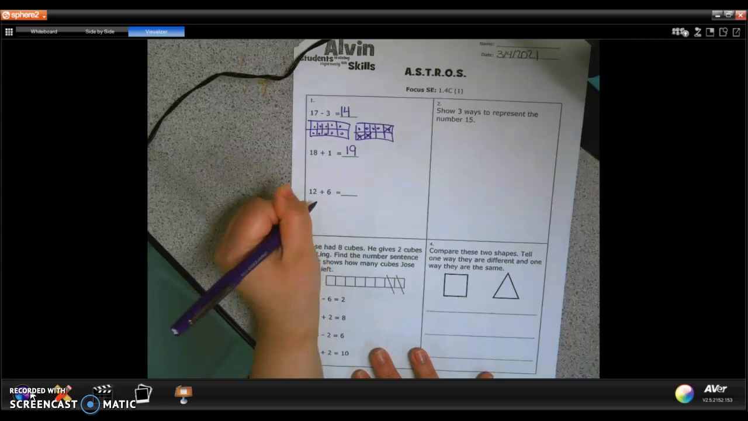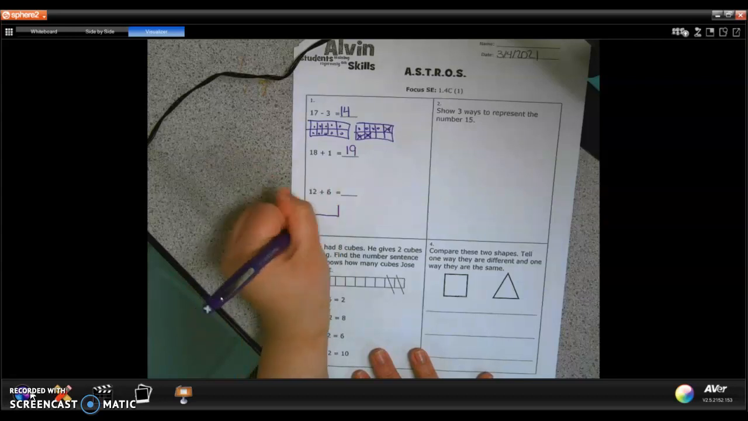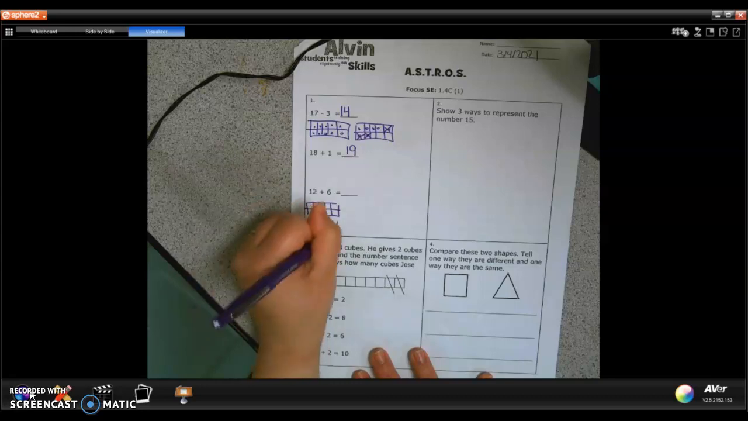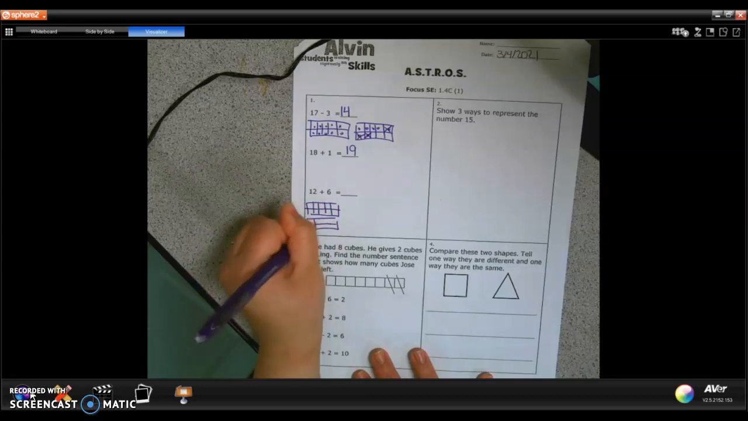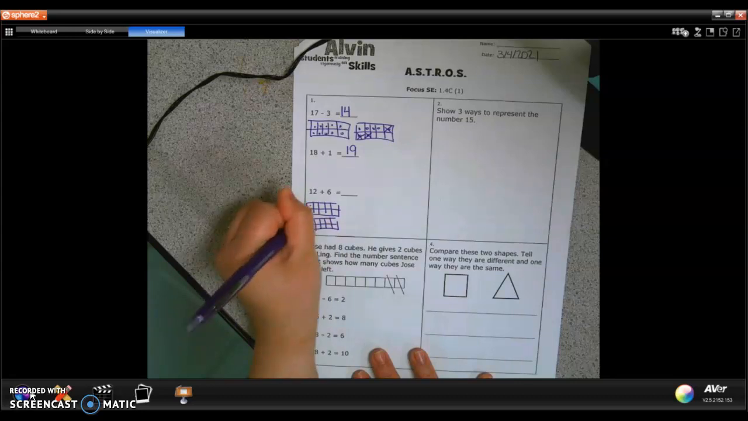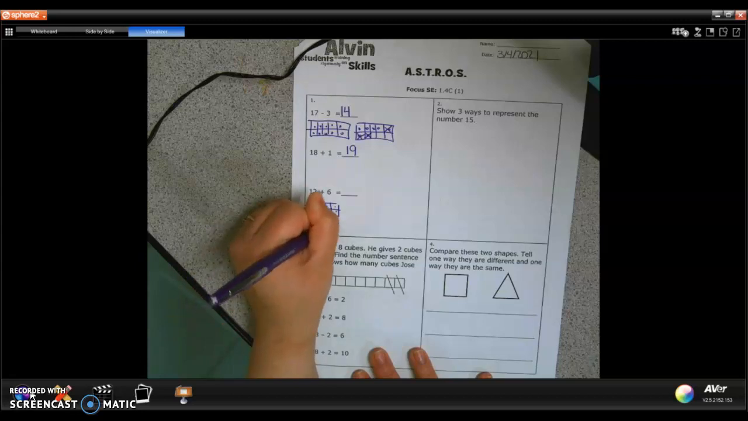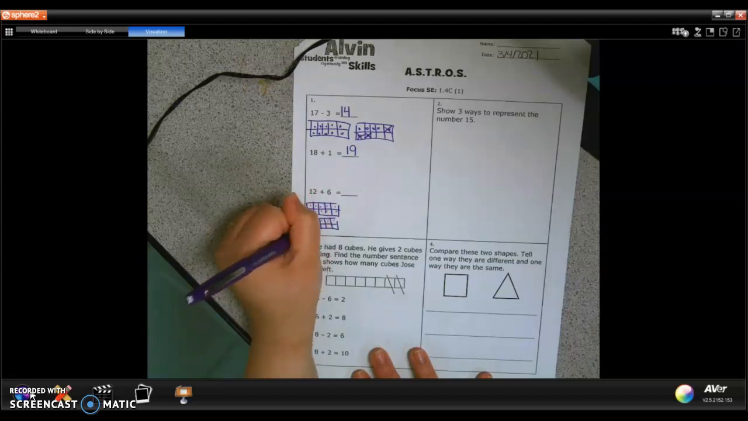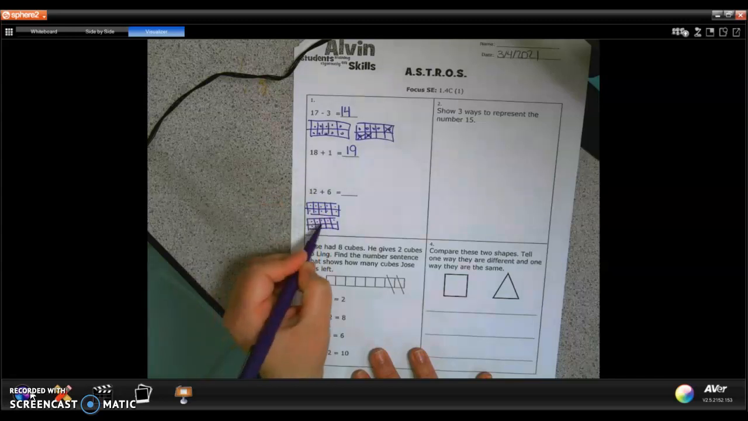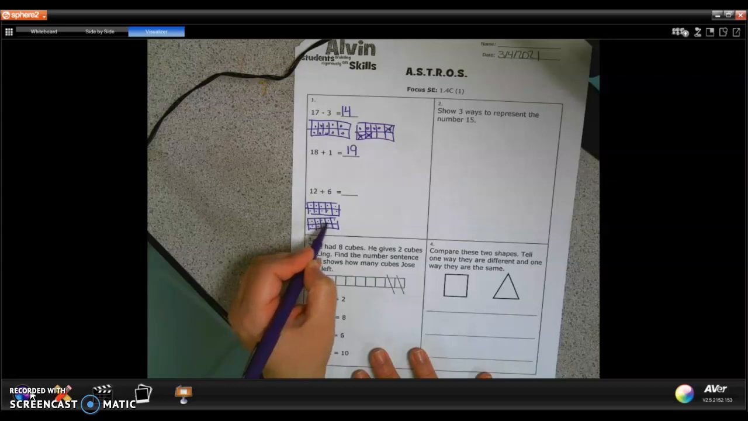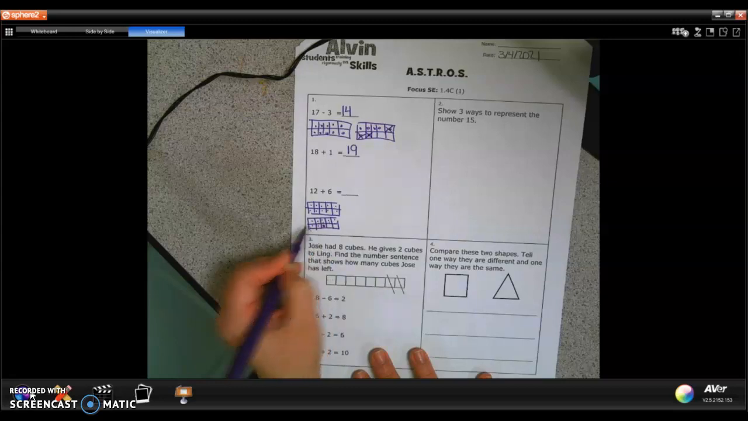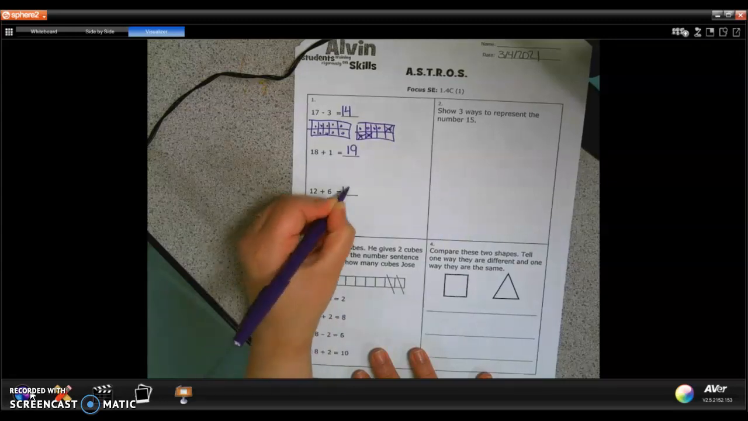And for this one, I have 12, and I'm going to add 6 more. Again, I want to use my double 10 frames for this. You do not have to solve it this way. This is just a suggestion. So I know I'm going to have 10 with a group of 2, and I'm going to have 6 more, which is 5 and 1. So I have my 10, 11, 12, 13, 1, 2, 3, 4, 5, 6, one more. And so I know I have 18.